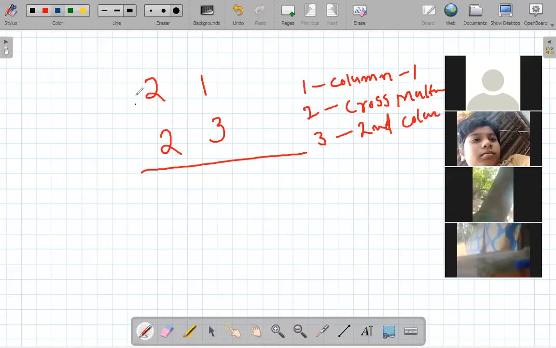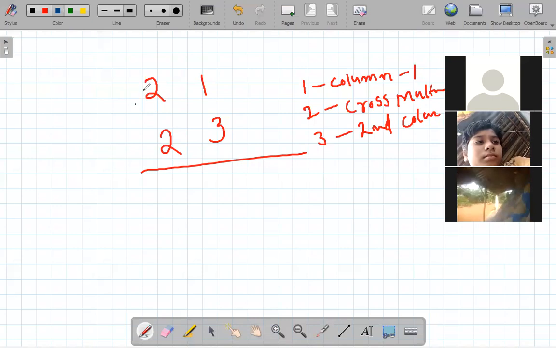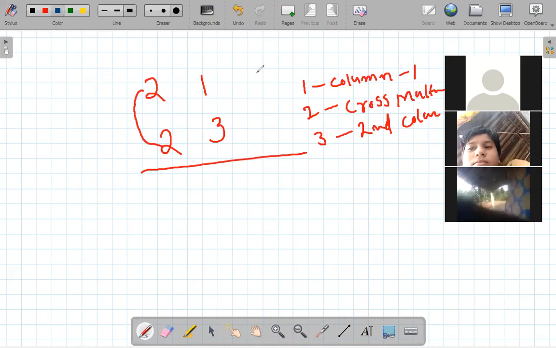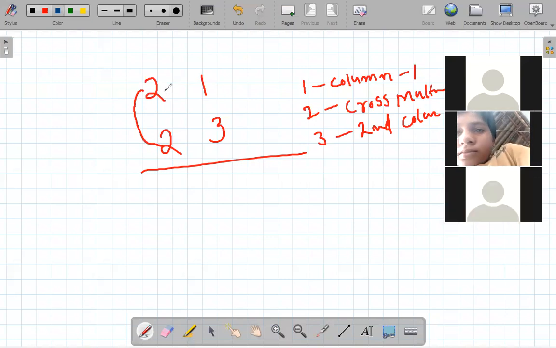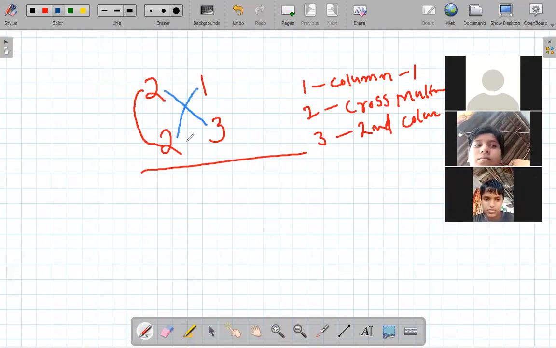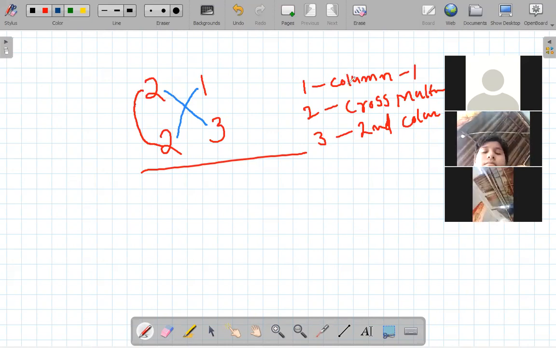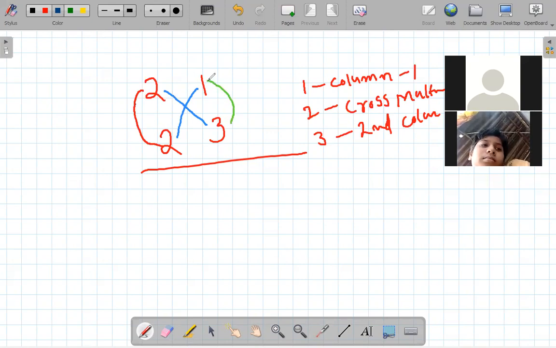Watch it carefully. Multiplying the first column is the first step. This cross multiplication is the second step. Then what is the third step? Multiplying this column is the third step. So let us start it.